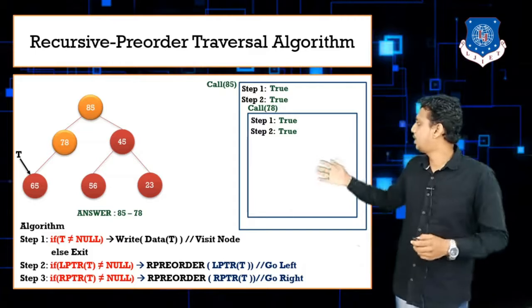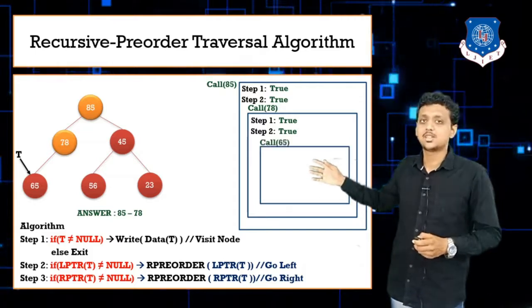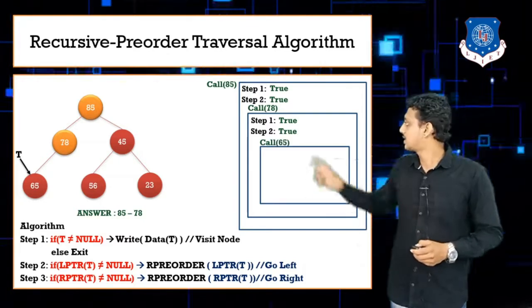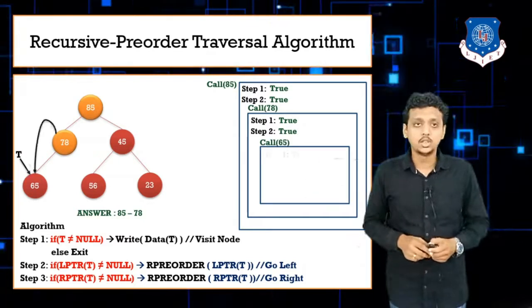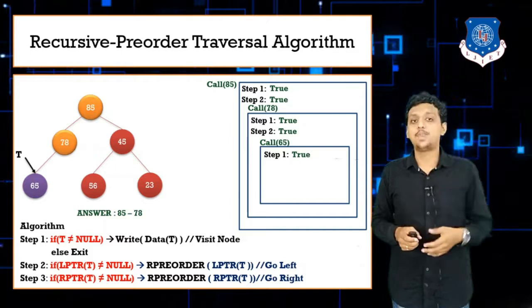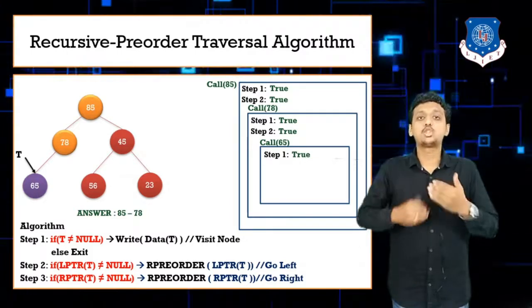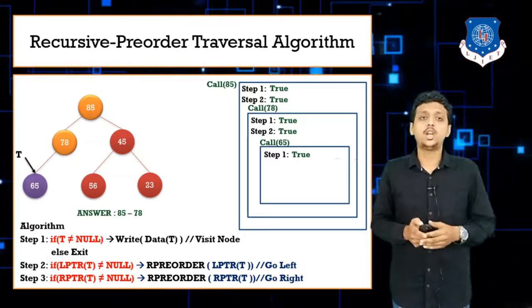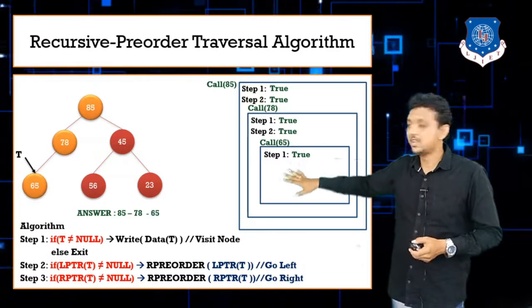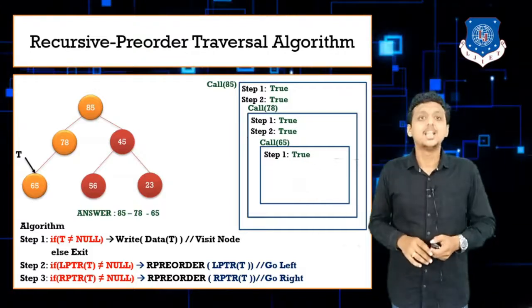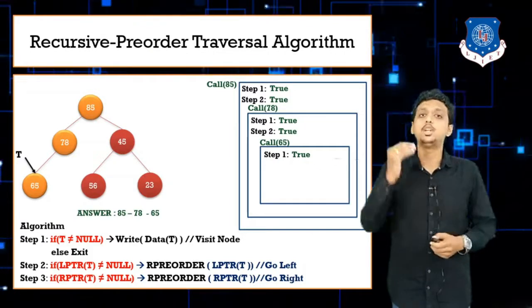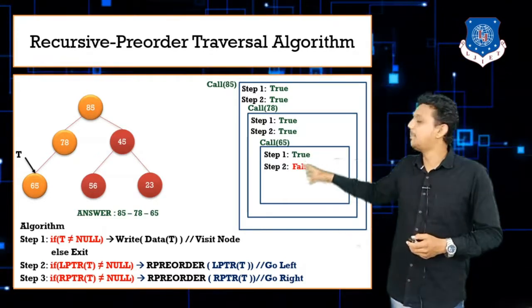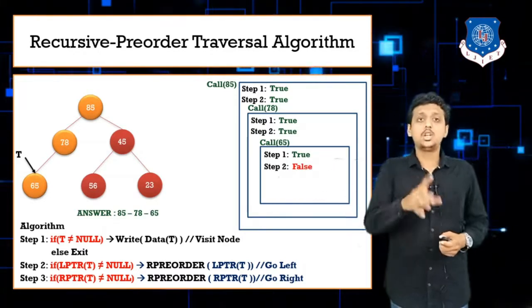Here it is, R pre-order for 65. See this another box, the call for 65. Step number 1 becomes true. My T pointer has now moved towards 65. After step number 1 becomes true, I need to visit 65 and write it down in my answer, and then move forward to step number 2. So here it is, step number 2. See, step number 2 is LPTR of T is not equal to null, so it becomes false.